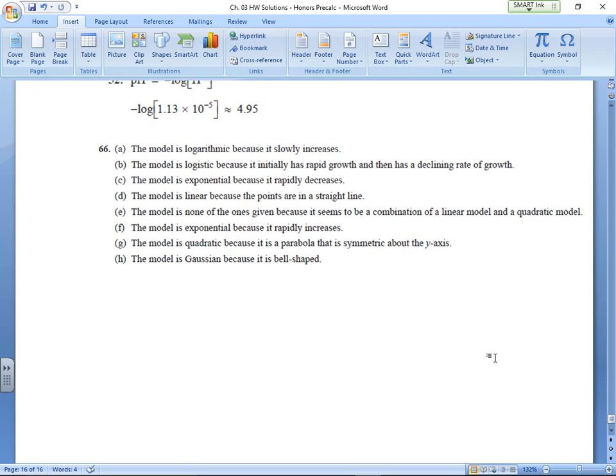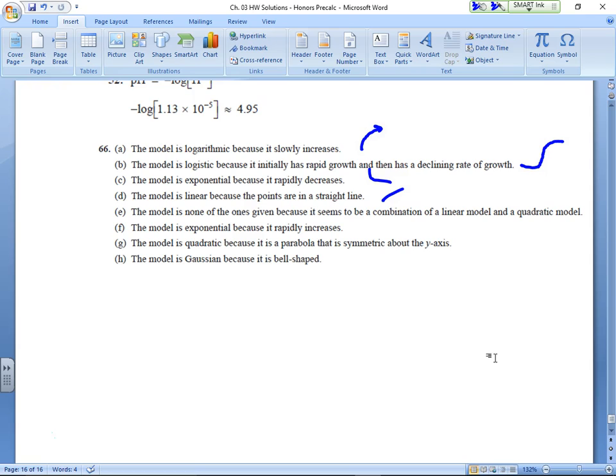I think for 66, didn't they give you graphs and ask what it looks like? On these ones, you should have gone to your notes and looked at the graphs. Logarithmic, remember, is going to slowly increase. Logistic is going to go really fast and then level off. Exponential rapidly decreases. Ooh, that must be that one. It's been flipped, but that's still an exponential, because normal exponentials go like this, and this one just got flipped horizontally, so it's decreasing really fast. Linear, hopefully you got that one.